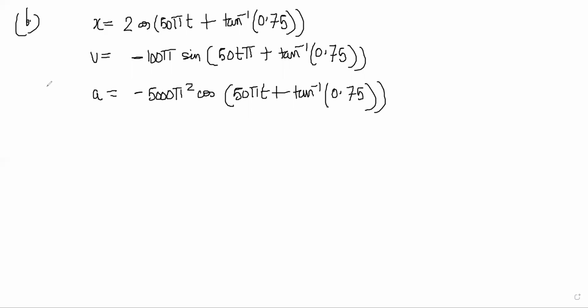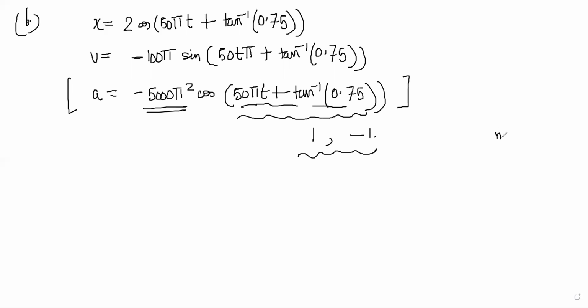So what is the maximum magnitude of acceleration? It is just this much, 5,000 pi square. When does it become that? When this part becomes 1 or minus 1. It happens at the same time, no? Because 1 and minus 1 will happen when it is some multiple of pi. It's the same thing that happened in the previous question, when sine was becoming 0, that time cos will become 1 or minus 1. So that time acceleration is maximum.